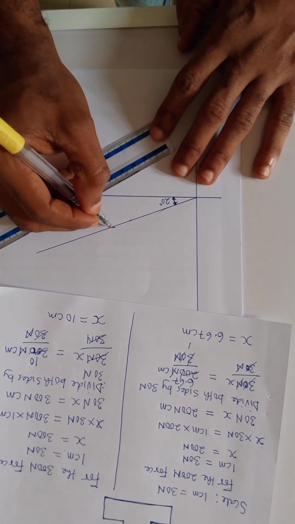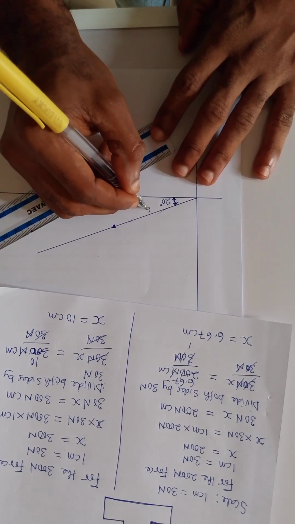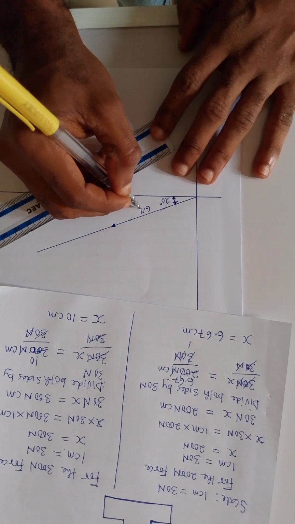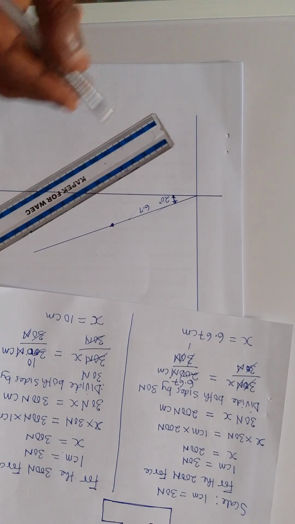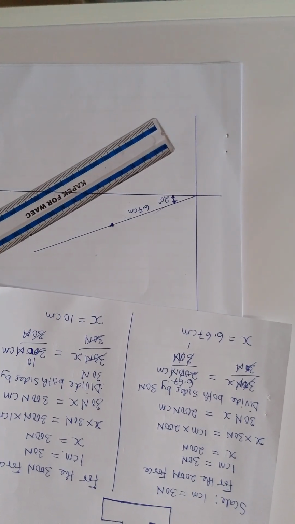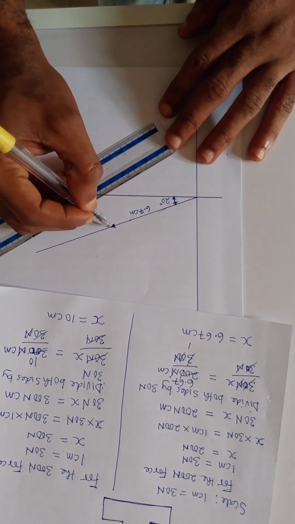So I'll make an arrow here. Okay, we can say 6.7. We approximate the 6.6 to 6.7. So 6.7 cm. Take it there at 6.7 cm. So this is our point.